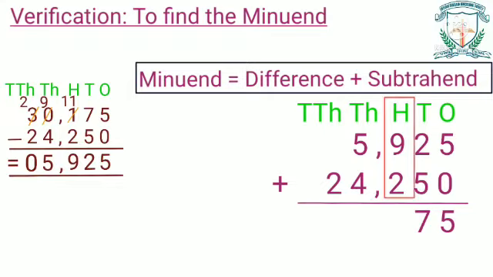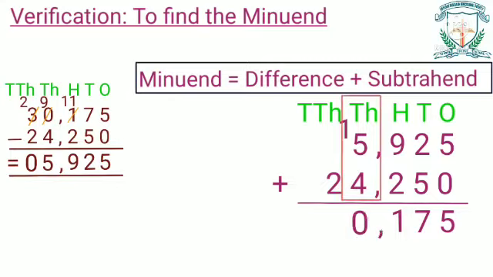Let us add hundreds place digits. 9 plus 2 is equal to 11. Write 1 in hundreds place and 1 as a carry forward to thousands place. Now let us add the thousands place digits. 1 plus 5 is equal to 6. 6 plus 4 is equal to 10. Write 0 in thousands place. Carry forward 1 to 10,000s place.